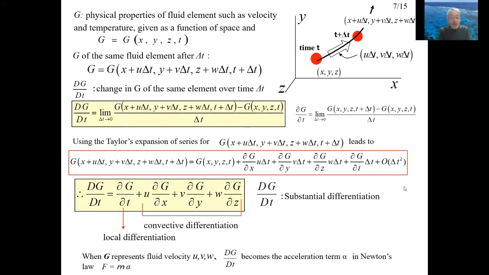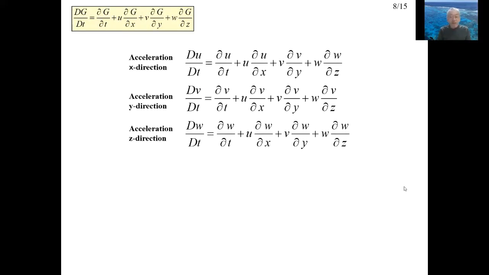When G represents fluid velocity u, v, w, dG/dt becomes the acceleration term alpha in Newton's law. In order to derive the equation of fluid motion by Newton's law, the law should be applied to the same fluid element. Thus, the acceleration of fluid must be given by dG/dt. The equation of motion is derived from Newton's law that mass times acceleration is equal to the force. Acceleration terms can be obtained by applying G to the velocity u, v, w. The acceleration terms in x, y, z directions are shown. If the force is given, the equation of motion is completed.